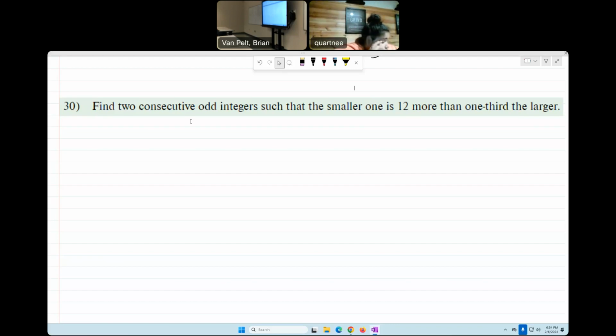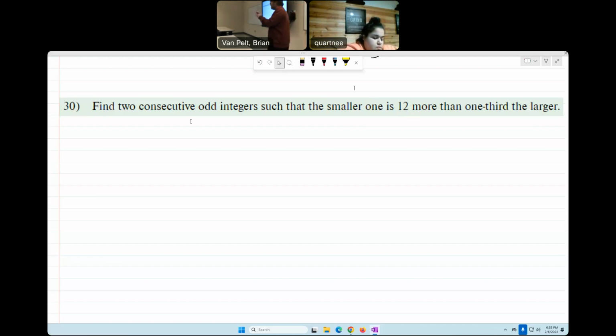13, 15. 15, 17. 17, 19. So if I call the smaller one x, how much is the bigger one? Don't forget about what the problem says. I'm just talking about consecutive integers. If one is called x, what's the next one called? No, x plus 2. Don't they jump by twos? 13 plus 2 is 15, isn't it? 15 plus 2 is 17, isn't it? That's the way it works. So if I call the smaller one x, the larger one will be x plus 2. Or if you call the larger one x, the smaller one will be x minus 2.